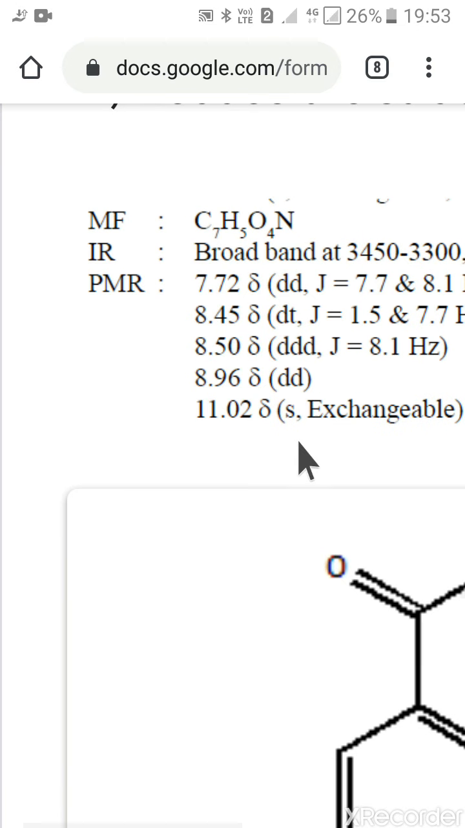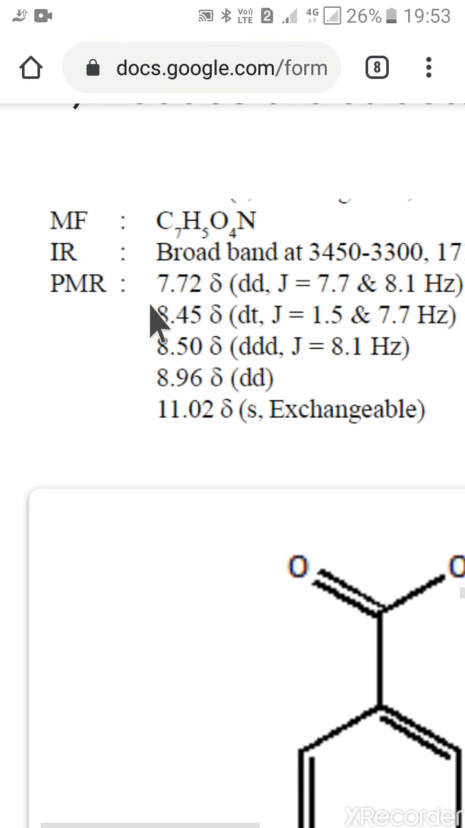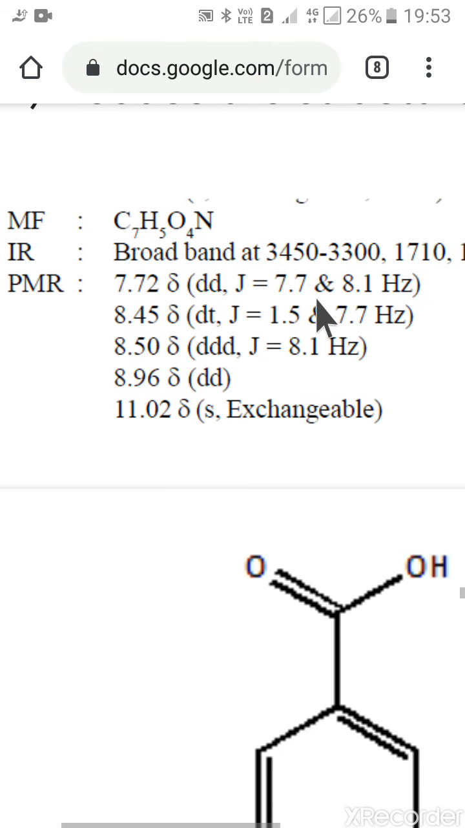Let's compare the PMR of this molecule. 7.72 is a doublet of doublet and the J values are 8 Hz and 8 Hz. That means this is the shielded proton among these 4 protons, and it has 2 ortho protons. 8 Hz is for ortho coupling, and 8 Hz is for ortho coupling. We can round 8.1 up to 8 Hz also. So this shielded proton has 2 ortho protons, and nothing else is around this proton.